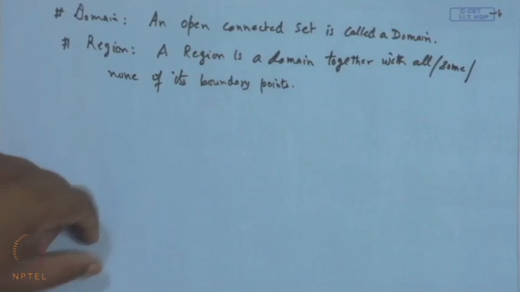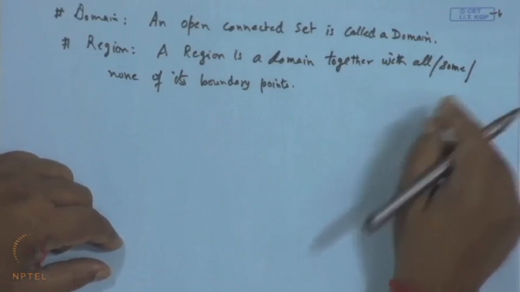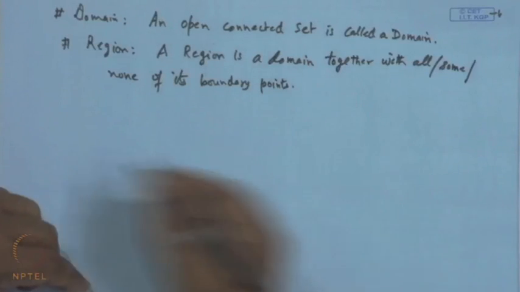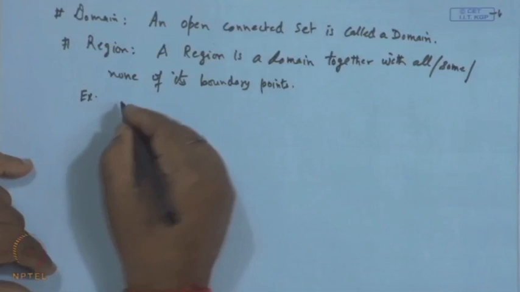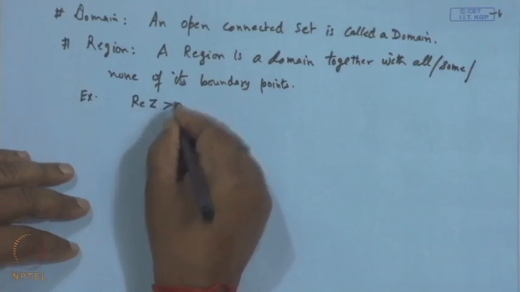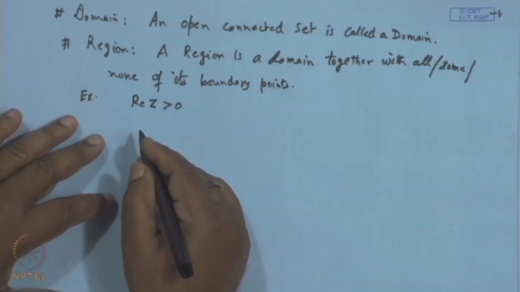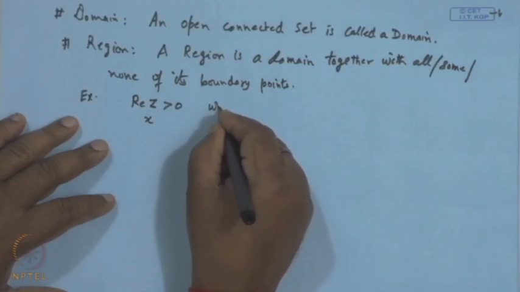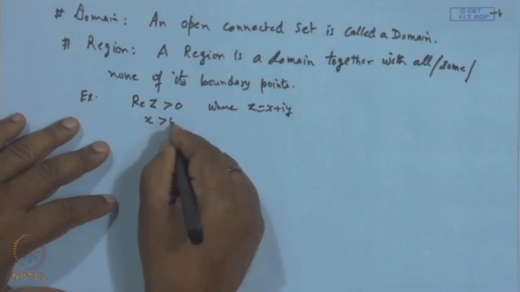So, when the domain is combined with the elements of the boundary, either all or maybe some or maybe none, then this collection we will call the region. Now, for example, suppose I say real part of Z is greater than 0. Real part of Z is greater than 0 means, if Z is x plus I y, then real part of Z is x, and x is positive.